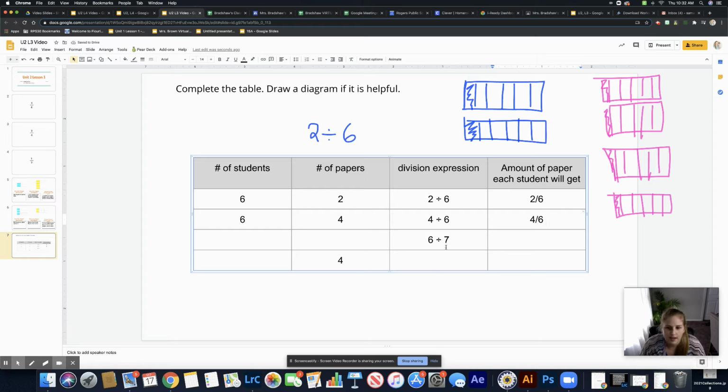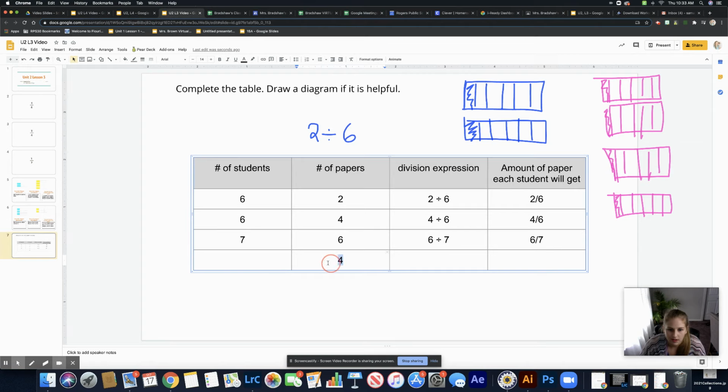All right, let's look at this one. So again, we have the division expression. So I have 6 pieces of paper divided by 7 students. So I can draw my picture of 6 pieces of paper divided by 7 students. When I draw that, I would get 6/7 of a piece of paper is what each student would get.